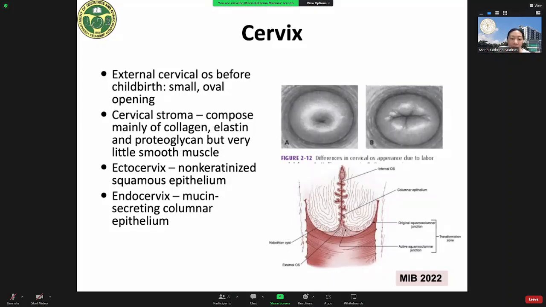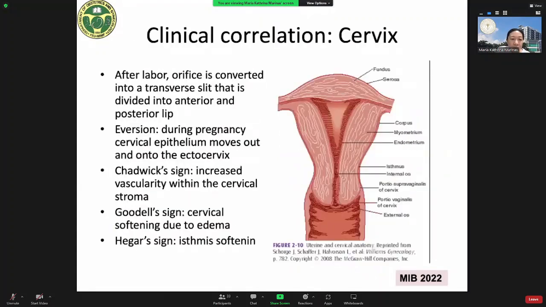Okay. So, the cervix after labor: the orifice is converted into a transverse lip that is divided into anterior and posterior lip. It can also present as cervical eversion as the cervical epithelium moves out onto the ectocervix. When the woman becomes pregnant, there is increased vascularity within the cervical stroma, and it will appear as a purplish or bluish discoloration. This is what we call the Chadwick sign.